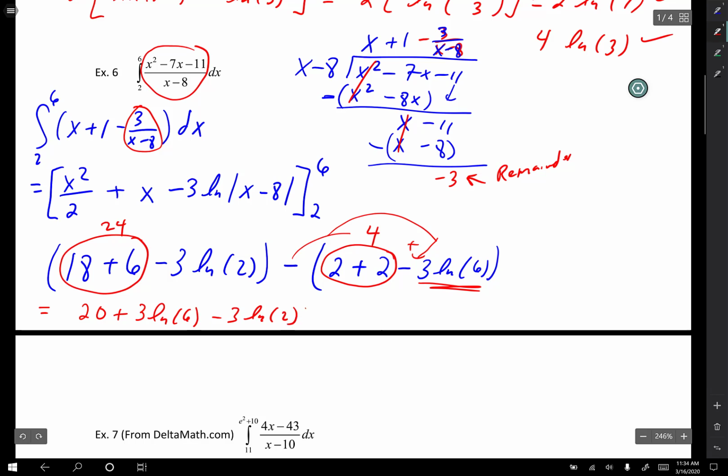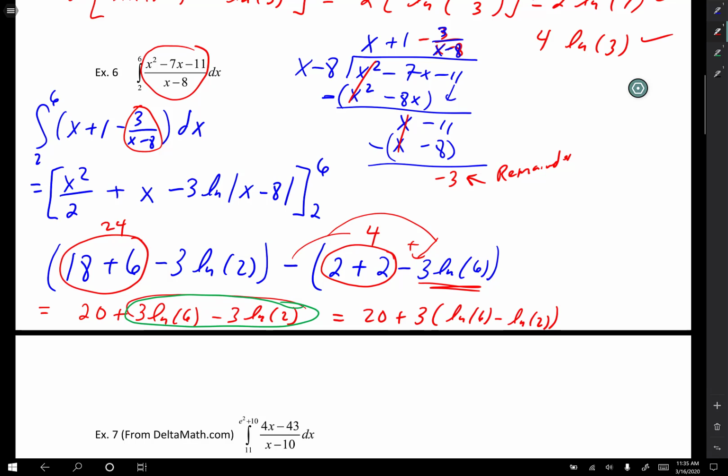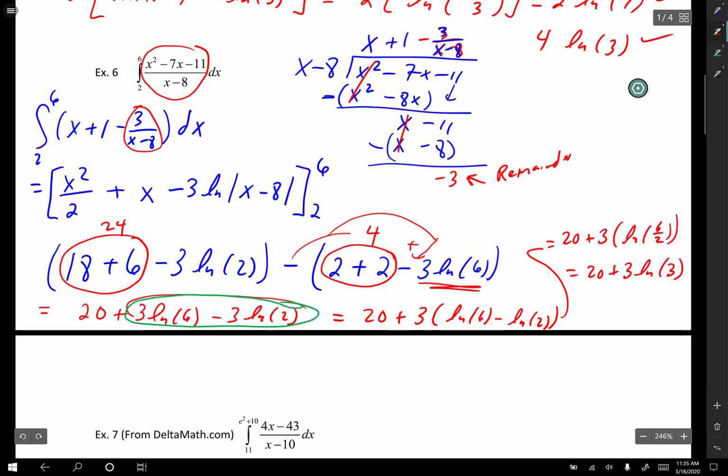Now with these two right here, let me do it in green. I'm going to factor out a 3. So I'm going to write 20 plus 3, factor out, and I'm going to write ln of 6 minus ln of 2. And sure enough, look, it's a property there. So I can do, I'm going to write it right here, guys. So 20 plus 3 ln of 6 over 2. Make sure that's both on the inside. So my final answer, 20 plus 3 ln, 2 goes into 6 3 times. And there it is.